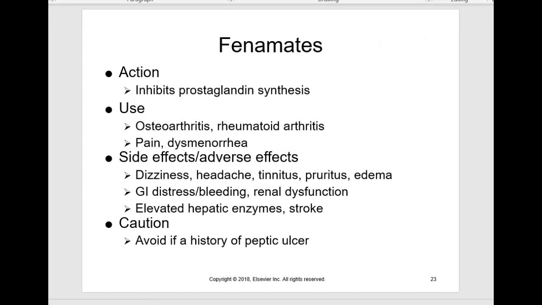Fenamates are a type of first-generation NSAID. They work by inhibiting prostaglandin synthesis. Some of the different uses are listed there. The big side effects again are getting to know those NSAID side effects. So GI distress and bleeding. This one we're going to worry about renal dysfunction and elevated hepatic enzymes. So we're going to be watching our kidney and liver numbers there, and avoid if a history of peptic ulcer.